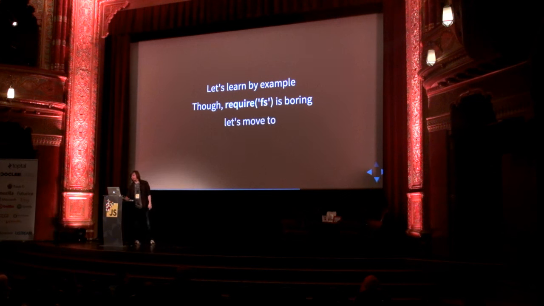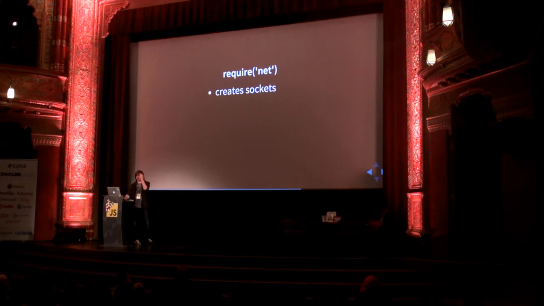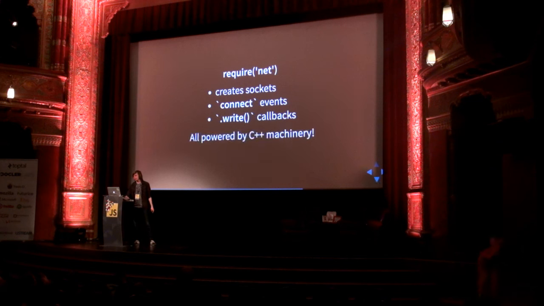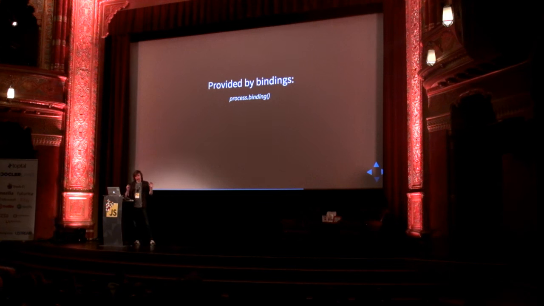So let's move to require net. And it does the following stuff. It creates sockets, obviously. It emits connect events when the connection is established. And it supports writes and supports end and write callbacks. And all of this is powered by C++ machinery, so we are really interested in this. So how does lib/net.js get this C++ stuff? By process.binding, as we already talked about.